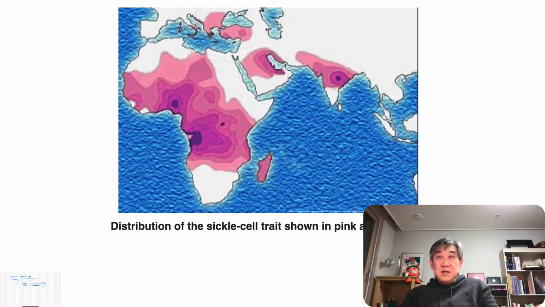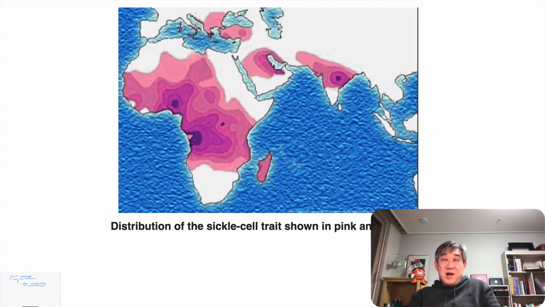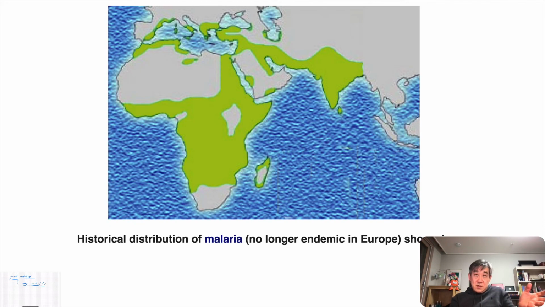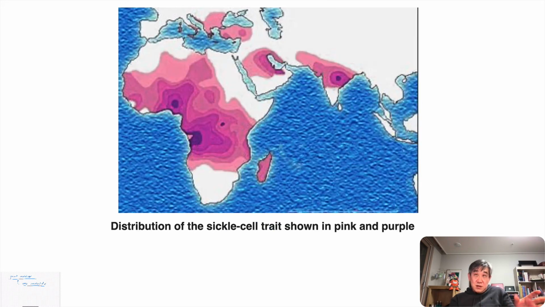However, in this particular area where malaria has been a serious problem, you have a relatively high proportion of individuals still carrying this heterozygosity. Usually the African black population tends to carry a higher percentage of this mutant allele, and that is the reason why. And this matches the historical distribution of malaria exactly, doesn't it?